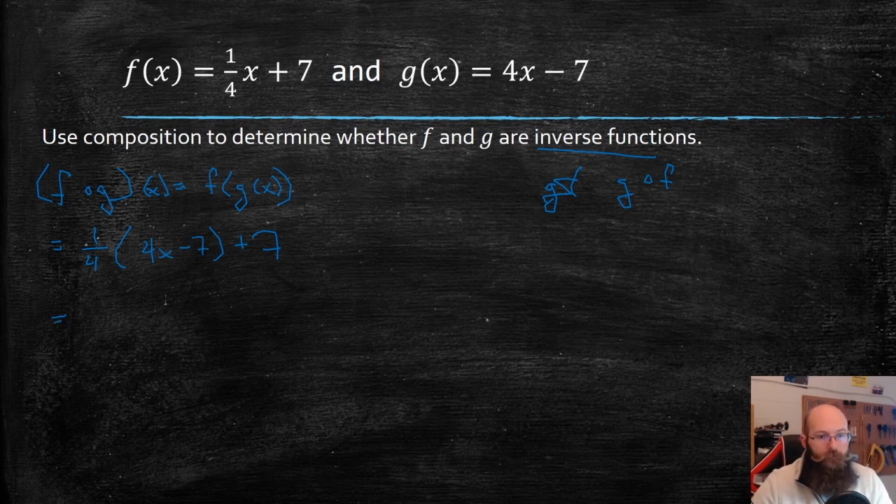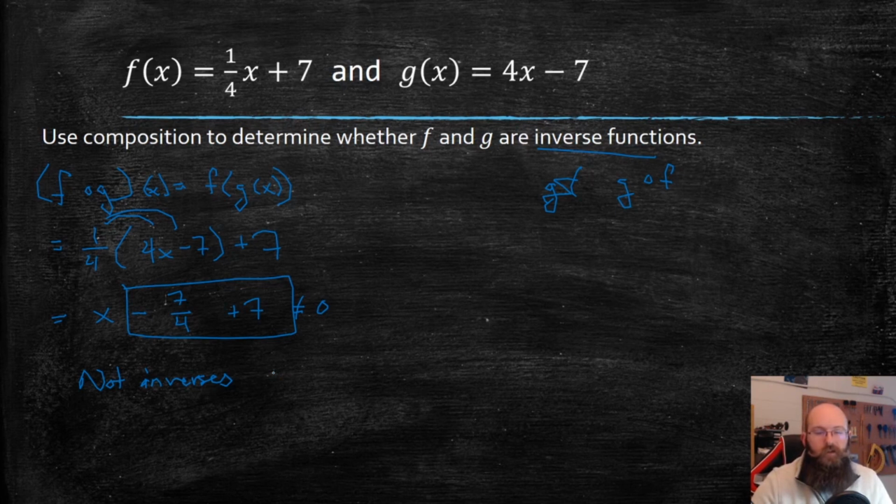Now, what do we get? Distribute that 1/4 and that gets me x minus 7/4. And I have to add 7. Ooh, I'll tell you right now, folks, negative 7/4 plus 7 does not equal 0. So that means this is not inverses. I don't have to do anything else. Right there, I know my answer. Sweet.